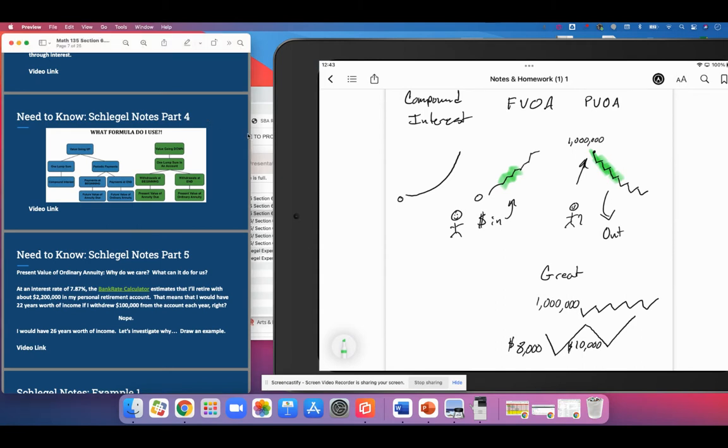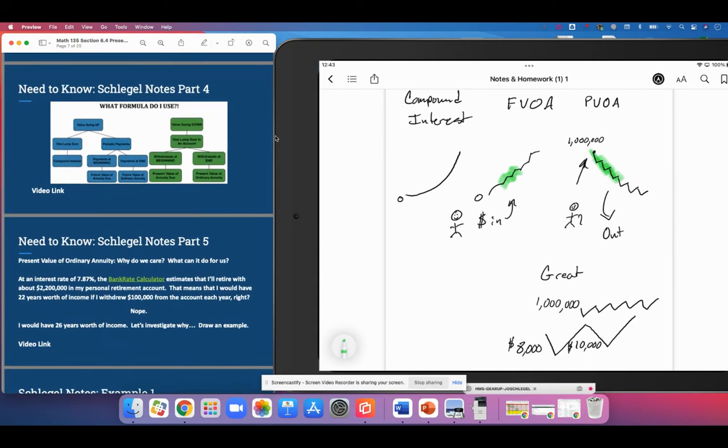So let's run through an example that we should be familiar with from the Schlegel experiment. At an interest rate of 7.87%, the bank rate calculator estimates that I'll retire with about $2.2 million in my personal retirement account. That means that I will have 22 years worth of income if I withdraw $100,000 from the account each year, right? Because 100,000 times 22 makes 2.2 million.